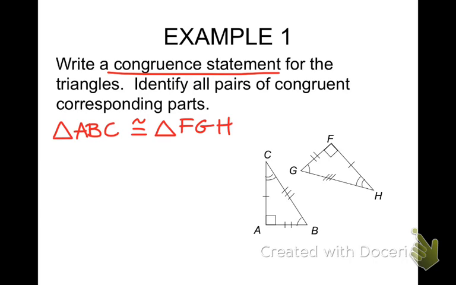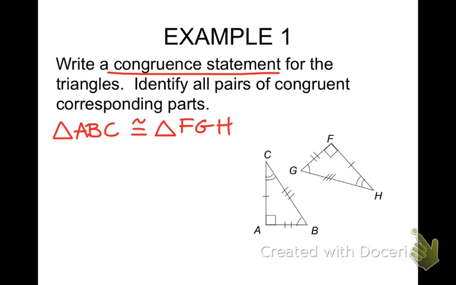Why couldn't it be GFH? Why could it not be GFH? Because here A is my right angle, and F is the right angle over there. That's why A and F need to be in the same spot.